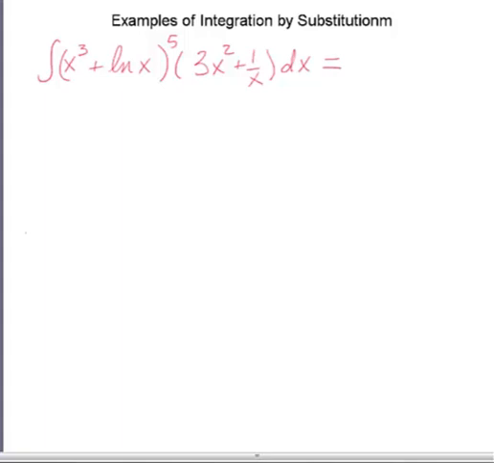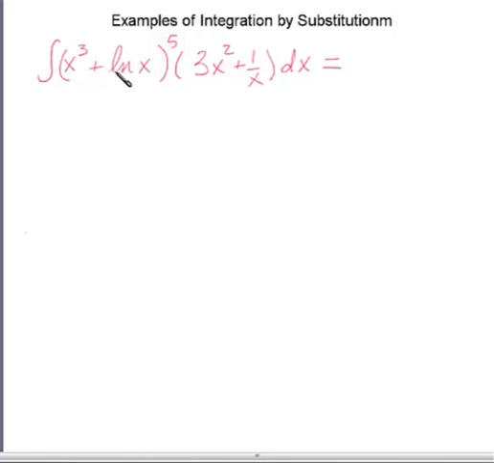Now with a clean slate, let's look at another example. This example is x cubed plus the log of x to the 5th power, and then times the factor 3x squared plus 1 upon x, and we want the indefinite integral of this expression dx. That is, we want to find a function whose derivative is equal to this whole expression right here. That looks pretty daunting, but maybe it's not that hard.